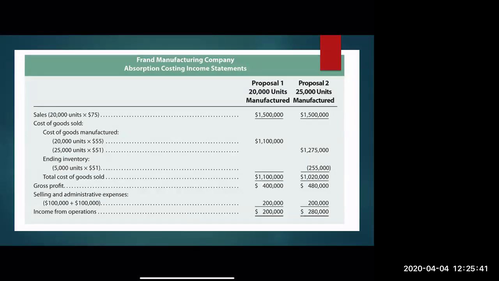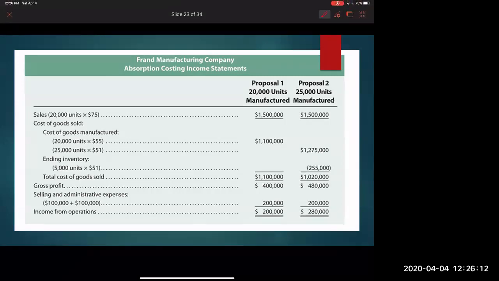Your sales amount did not change. And so this is why we're saying that you must be careful in how you interpret the numbers under absorption costing, because it looks as though if I make more units, I have more income from operation, but that's not true. You're not even any more efficient. What's happening is your fixed cost is being spread over more units than in proposal number 1.